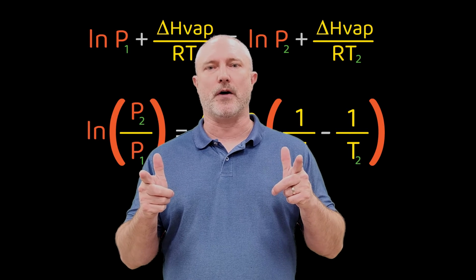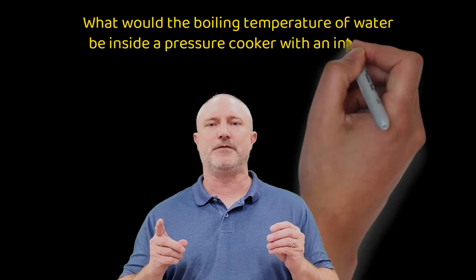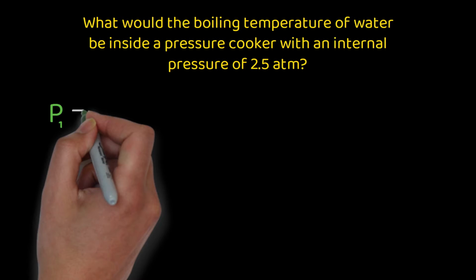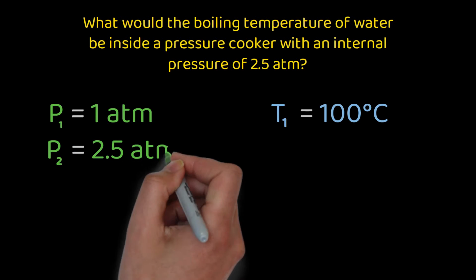Let's take a look at a problem and use the Clausius-Clapeyron equation to solve it. Suppose the atmospheric pressure inside a pressure cooker is 2.5 atmospheres. What would the boiling temperature of water be? We know that at 1 atmosphere of pressure, water will boil at 100 degrees Celsius. This gives us a starting condition.